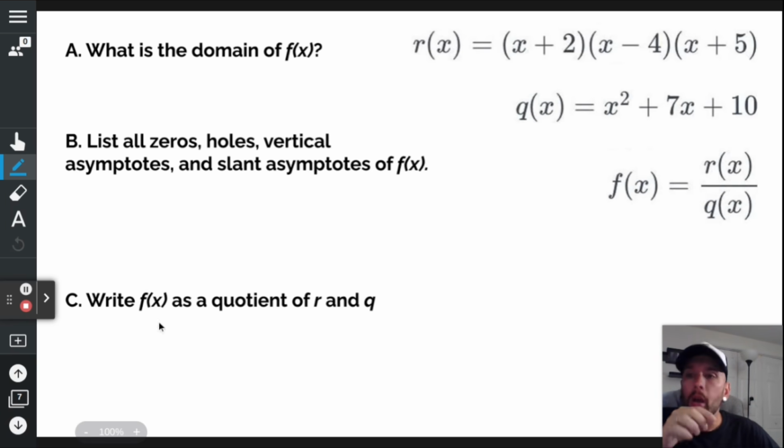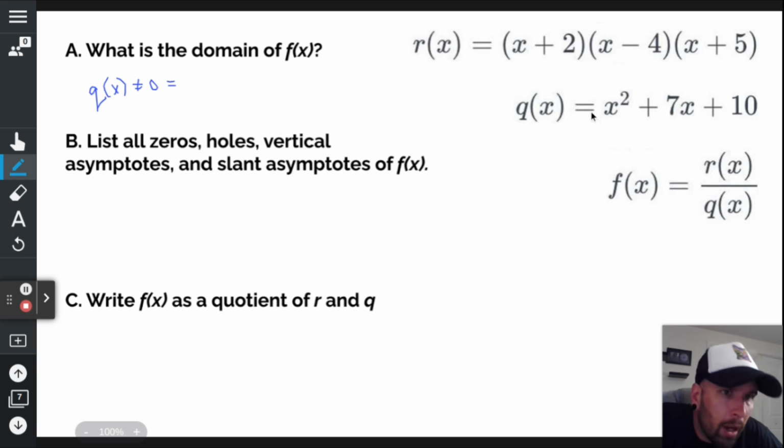Pretty easy to do. A, what is the domain of f of x? F of x is R of x over Q of x. So Q would be the denominator. Okay, so the domain is where Q of x is not allowed to be 0. So these are not allowed to be 0. Well, let's factor and see what they would be. The numbers that add up to 7 and multiply out to 10 are 5 and 2.